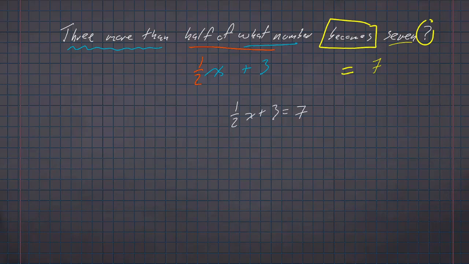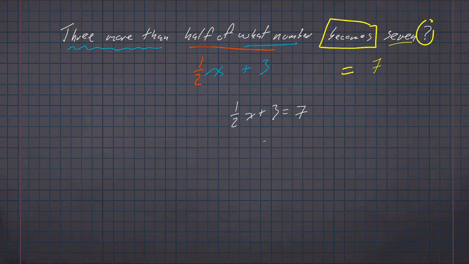Right, compacting that down a little bit to make it easier to solve. 1/2 x plus 3 is equal to 7. Now we have a very typical equation in one variable, a linear equation in one variable.